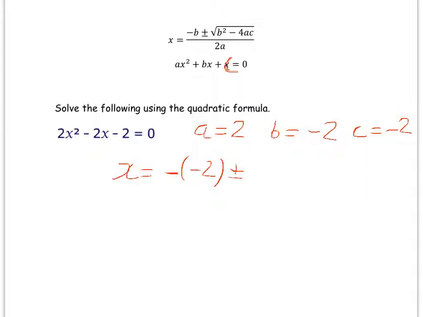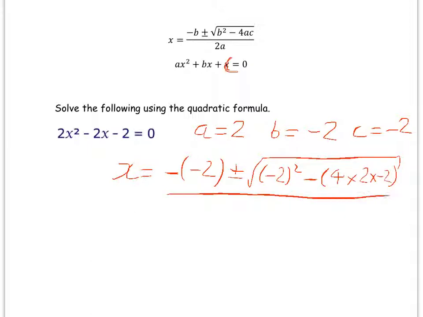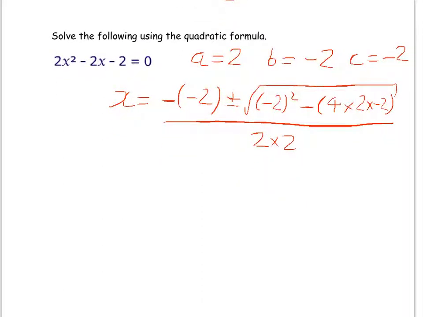Plus or minus the square root of minus 2 squared minus, in bracket, 4 times a, which was 2, times c, which is minus 2. And you've got to divide all of that by 2 lots of a, so that's 2 lots of 2. Now, the better you get at this, the more practice you have, the more steps I'm doing now, you'll be able to miss out. So, minus, remember, is a positive, so that's 2 plus or minus.